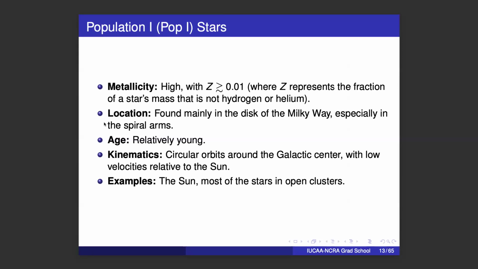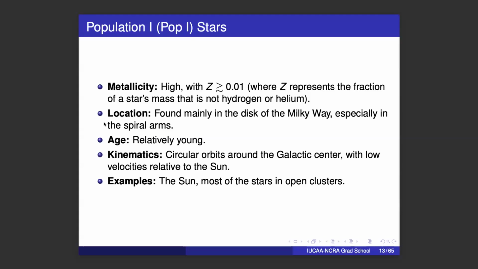Its location: these types of stars are found mainly in the disk of the Milky Way, especially in large numbers in the spiral arms. If you calculate their age, they're all relatively young. Their kinematics: circular orbits around the galactic center with low velocities relative to the sun. So these are regular disk stars, like the sun is one of them.